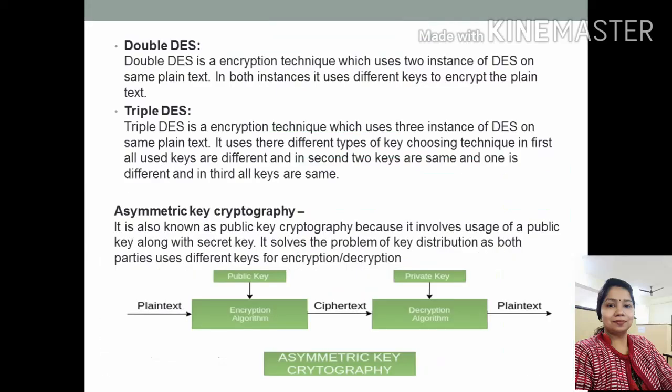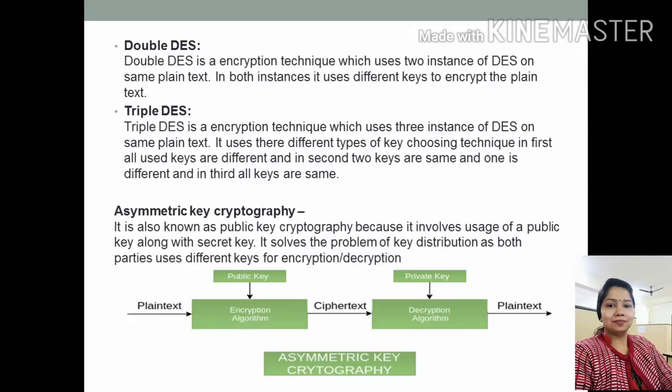In DES we have two more algorithms, that is double DES and triple DES. Double DES uses two instances of DES. To make the DES algorithm more secure and more powerful, we use double DES, where in both instances it uses a different key to encrypt the plain text. That means the data is encrypted two times by two different keys. 56-bit keys are used two times.